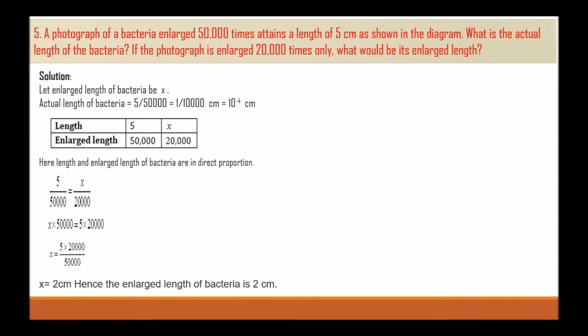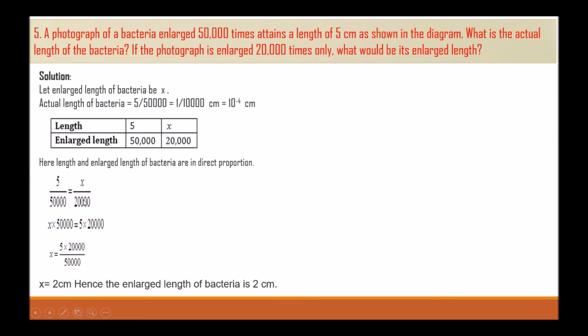Actual length of bacteria equals 5 upon 50,000, that is 1 upon 10,000 centimeter, equals 10 raised to minus 4 centimeter. Length 5, so enlarged length is 50,000. Length x, so enlarged length is 20,000. Hence length and enlarged length of bacteria are in direct proportion. So 5 upon 50,000 equals x upon 20,000.